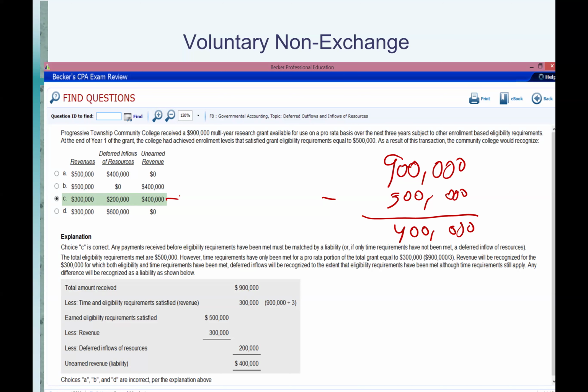We don't call it deferred revenue. We can call it revenue collected in advance. We can call it unearned revenue. Okay, now how much is revenue though? Of this 500,000, how much is revenue? And you can look at the solution down here. Well, if it's 900,000 of which I'm only supposed to use a third a year over a 3-year period, then 300,000 is revenue.